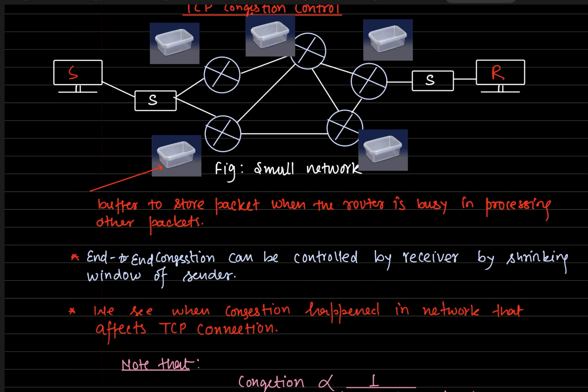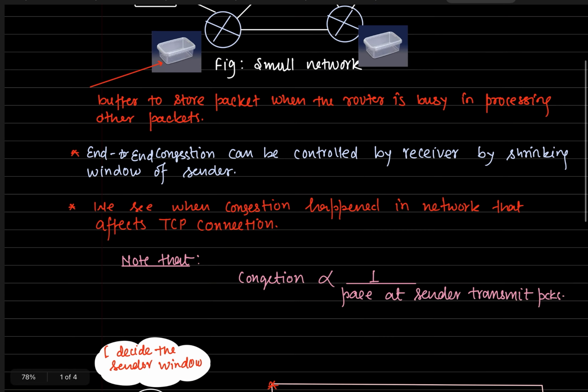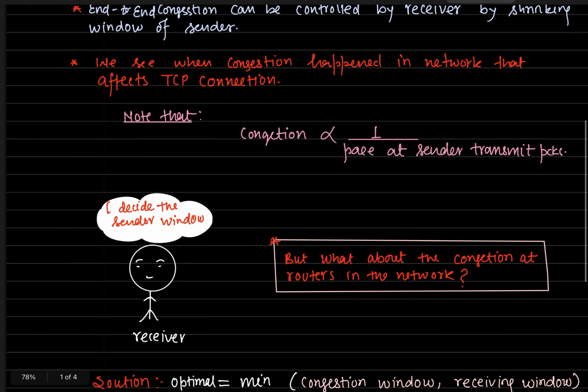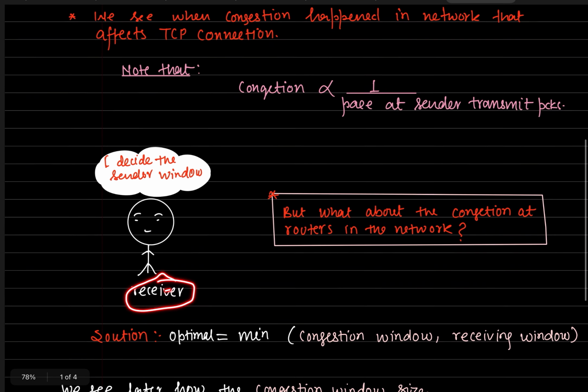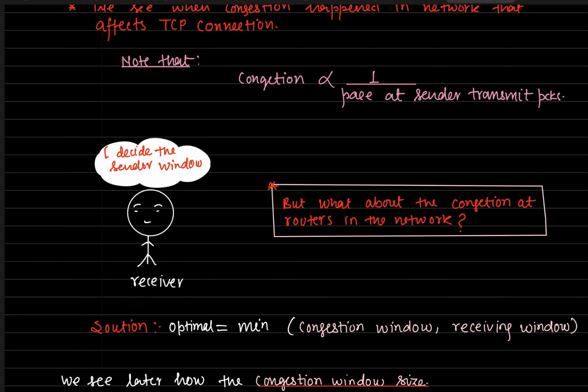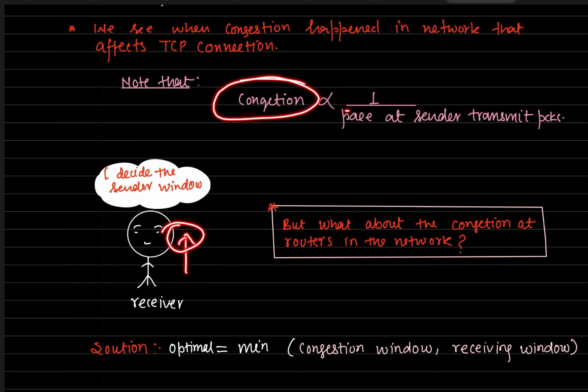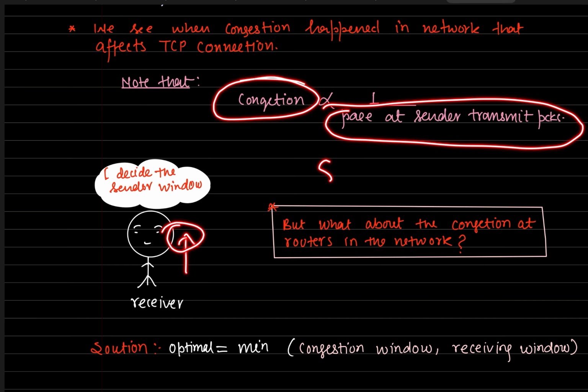So how do we actually detect the problem? What are the solutions for that? We will look at that. Suppose the receiver was advertising its window to the sender, telling it to keep the window size this much. Now if congestion happens, what will you do? If there is congestion in the network, the sender should decelerate the speed of transmission of packets.